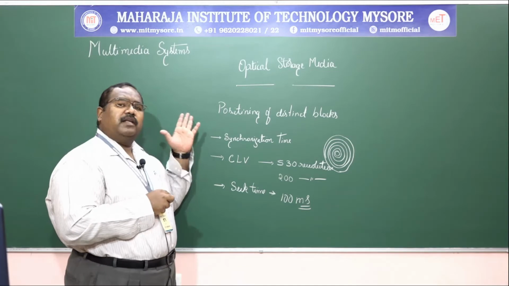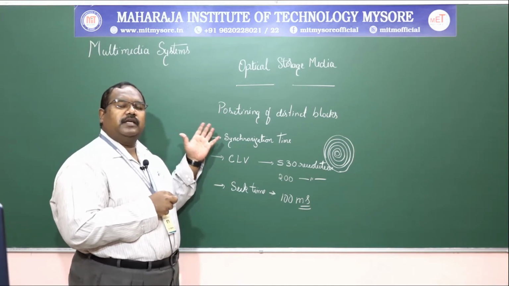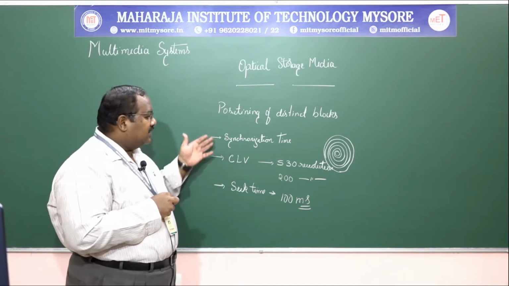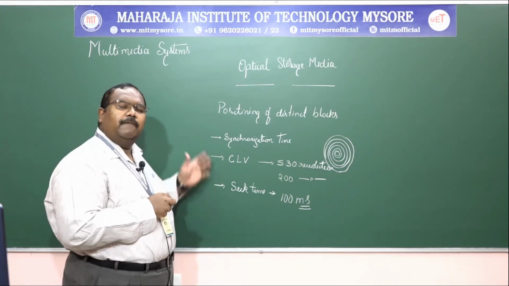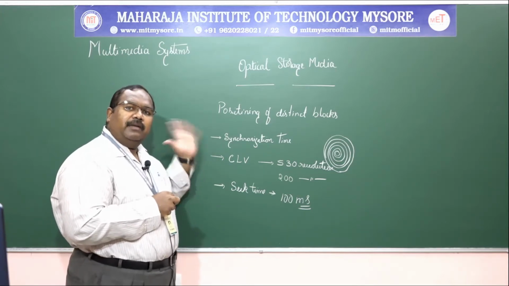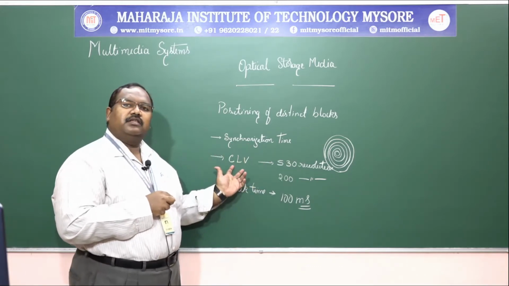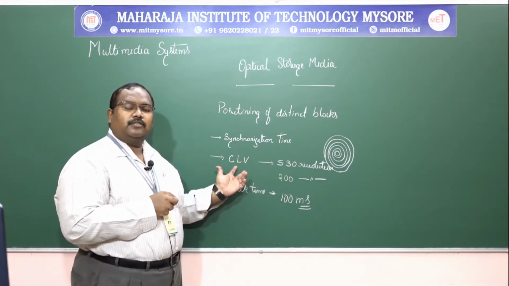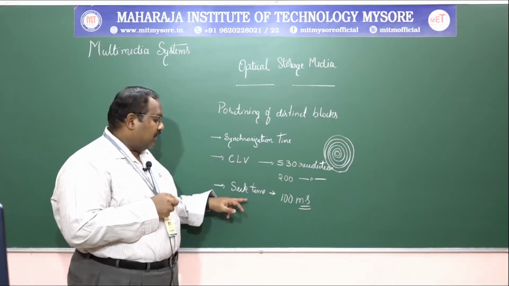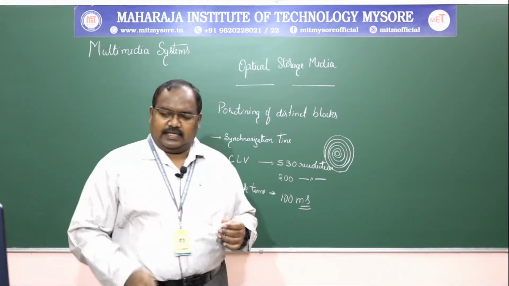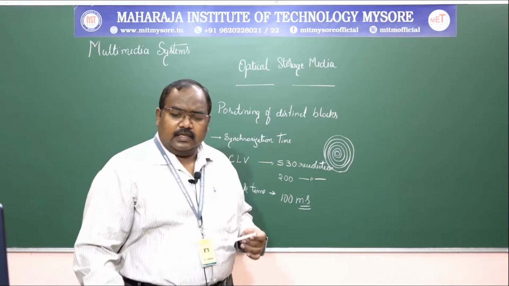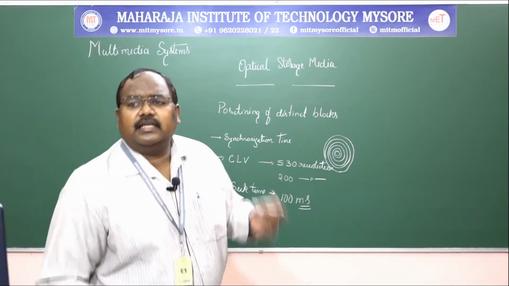So there are a lot of plus points with respect to CD-ROM technology, but in spite of that, these three points are said to be the three main limitations. One is the synchronization time, the second one is the revolution with respect to constant linear velocity, and the third one is the seek time. So next, let us look into the extended version.